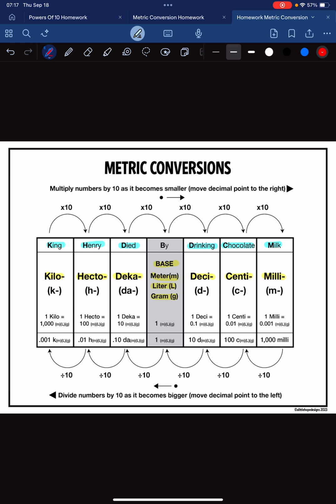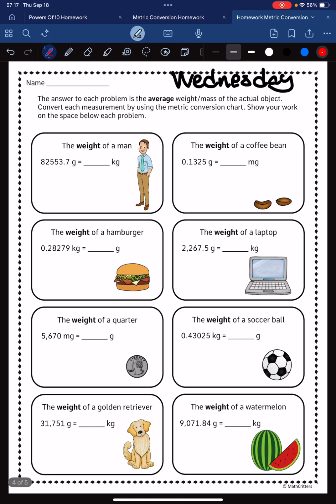So for example, if I am going from meters to kilo, I would be dividing by 10 to the third power, as it becomes a bigger unit. But if I was going from kilo to milli, I would be multiplying by 10 to the 6th power as those units become smaller. I'm moving my decimal point to the right, okay? So let's go ahead and do a couple metric conversions for grams, and then we'll do a couple metric conversions for liters, and I will let you go on your way, okay?